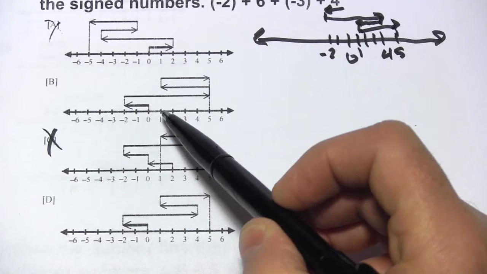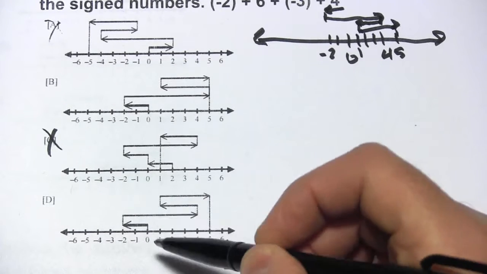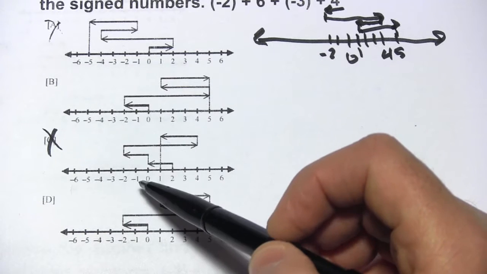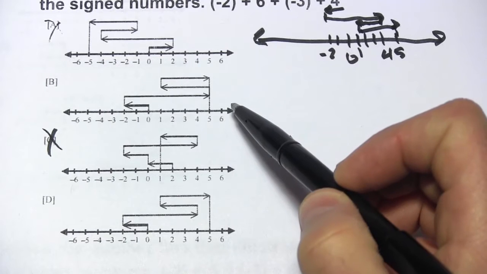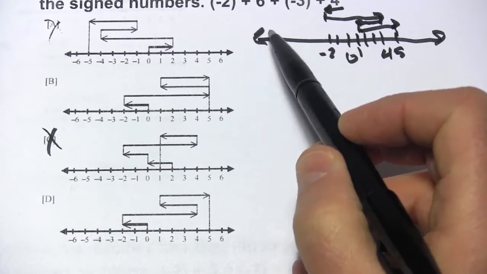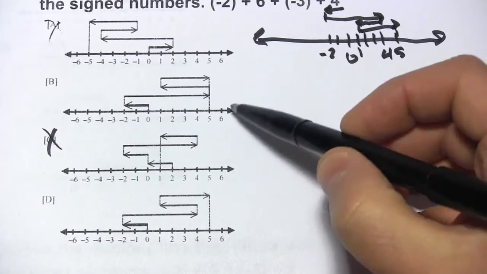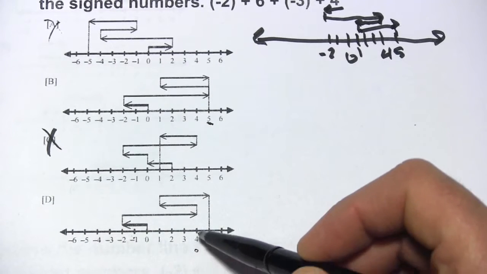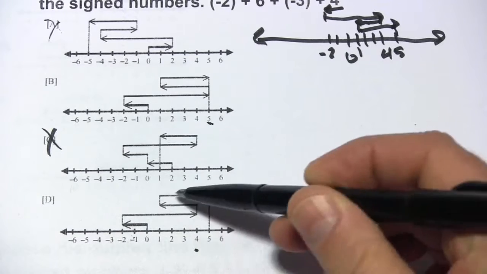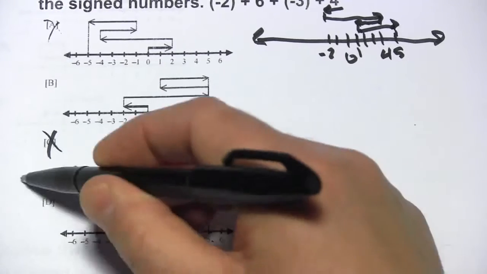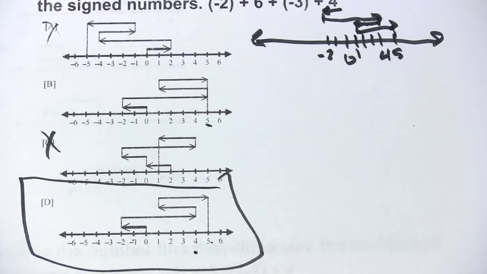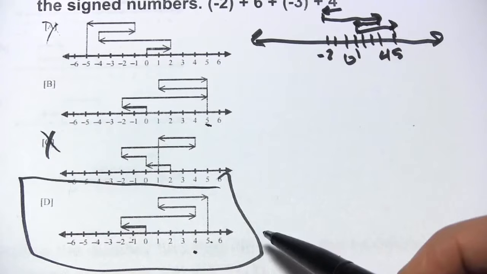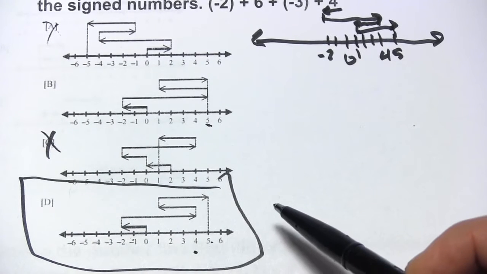Now B starts at 0, that's good. So does D. They go down to -2, that was our first step. And then our second step was when we went up to 4, because we go up 6 after that. And it looks like B goes up to 5, and here D goes up to 4, and then back down to 1, and then up to 5. Yeah, I think this was the one we did. So it can be a little tricky to sort out, but that is how to identify these number line charts that show addition with signed numbers.